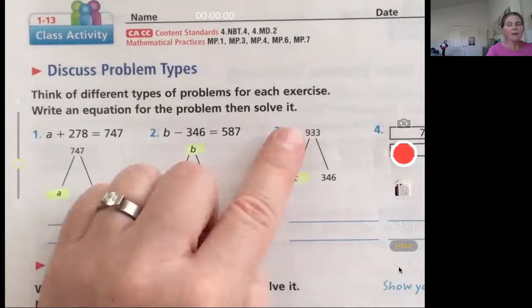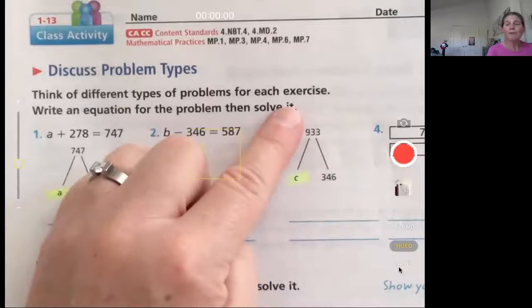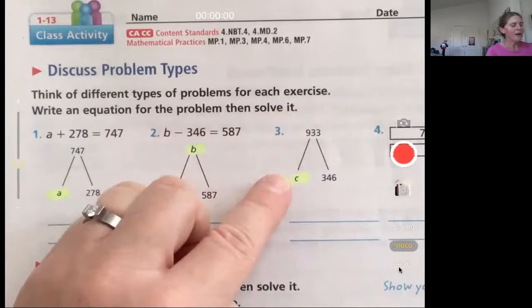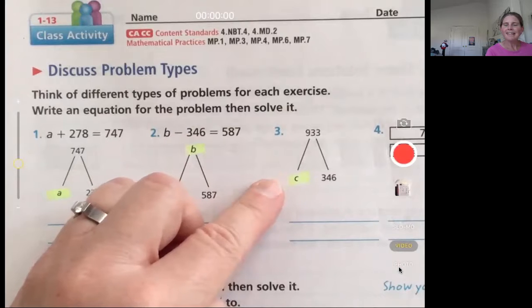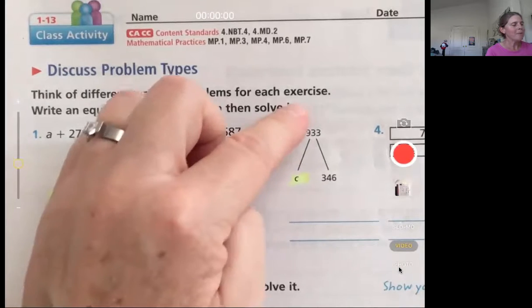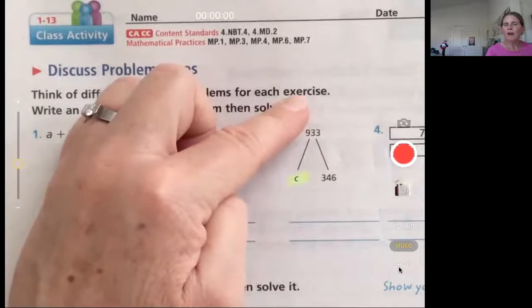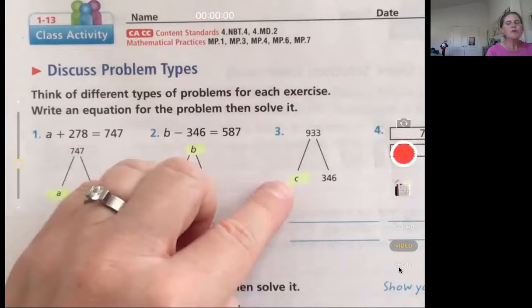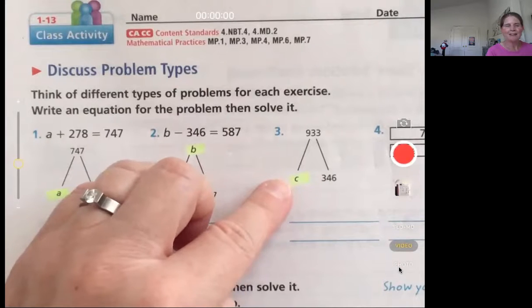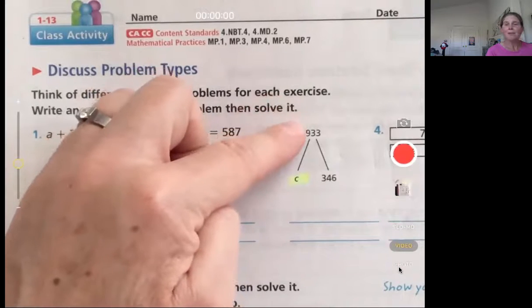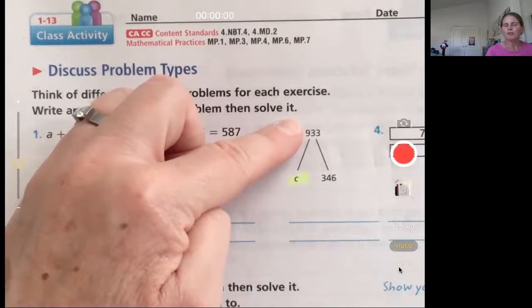Now, if we start like number 3, and we already have a total, well, the variable over here, C, our missing number, that means that we might choose subtraction because we don't know the other add-in. So we have to start with the big number. That means that we would do subtraction.